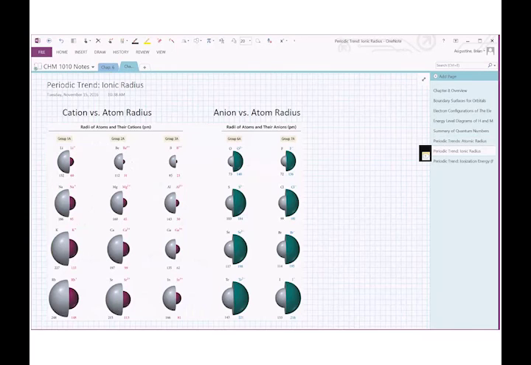How about ionic radius? So ionic radius looks like this. The gray represents the atom, and on this side the red is the ion, and on this side the green is the ion. What do I mean by the red is the ion? These are cations, and these guys are anions.